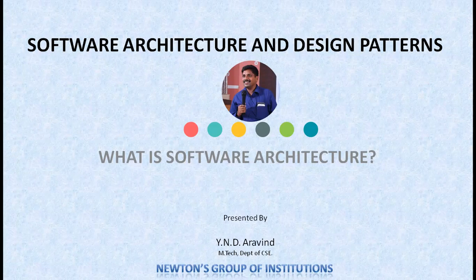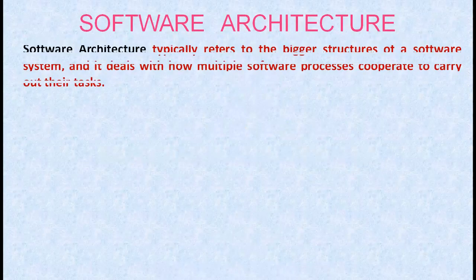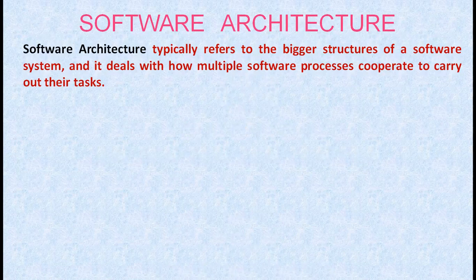In this video, we will discuss software architecture. Software architecture typically refers to the bigger structure of the software system, and it deals with how multiple software processes cooperate to carry out their task. Software design refers to the smallest structures and it deals with the internal design of a single software process.